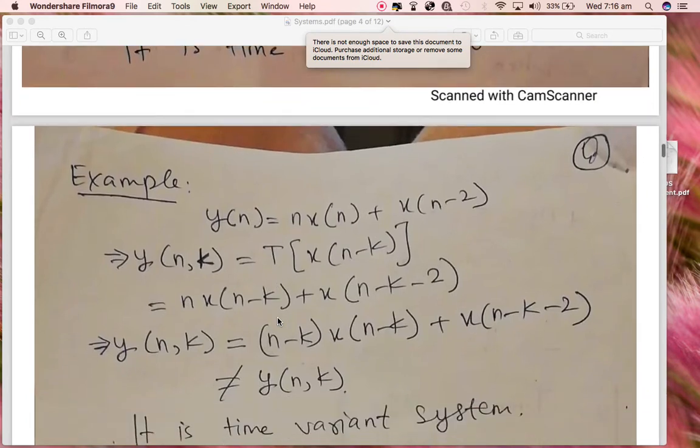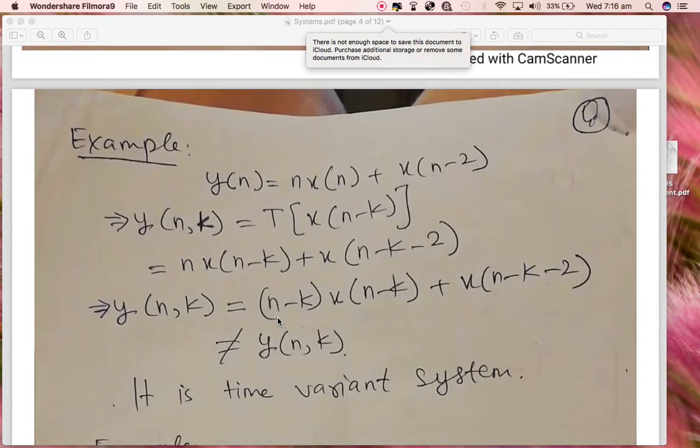Now we see another equation of the system, which is this. Now we have to calculate again y(n,k), and this is y(n-k), rectify it again, this is y(n-k). So when we take the y(n,k) of the above equation, then this is equal to T square bracket within which we have x into n-k. Then we have to replace only the values which are coming within the brackets, n with n-k.